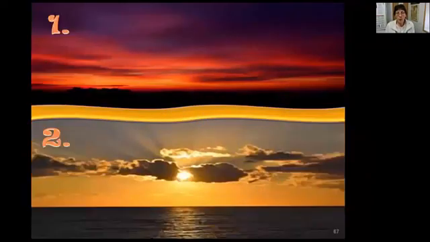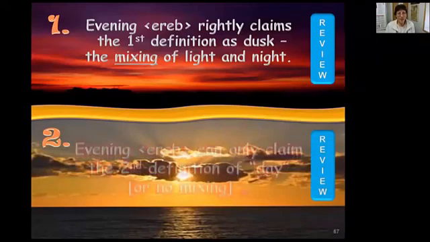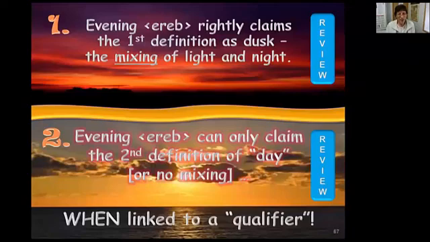Let's do a little review. Number one, evening or Aibv rightly claims the first definition as dusk, which is the mixing of light and night. And number 2, evening or Aibv can only claim the second definition of day or no mixing when it's linked to a qualifier. Okay, we did that with the quail and the manna.